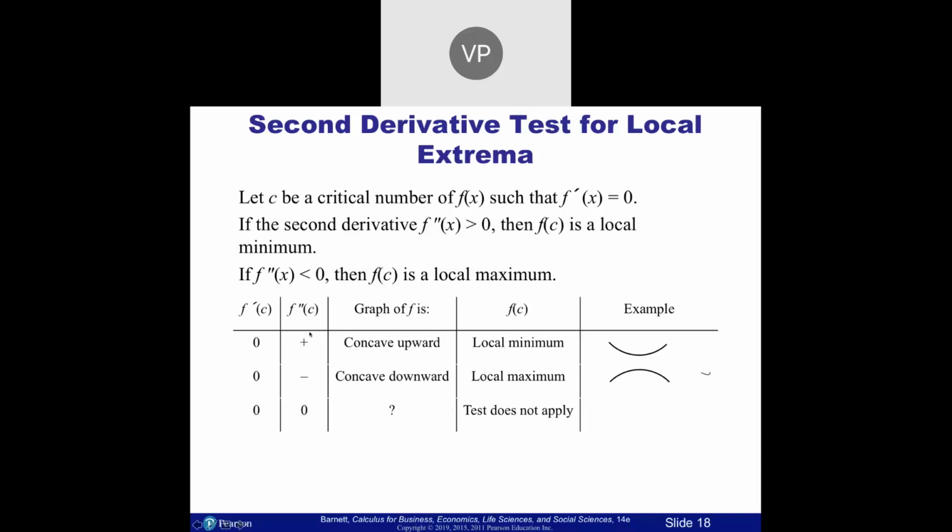And remember, it's the opposite. When you see the second derivative positive, that means you had a minimum. It's the bottom of a concave up graph. If the second derivative is negative, then it's the opposite.